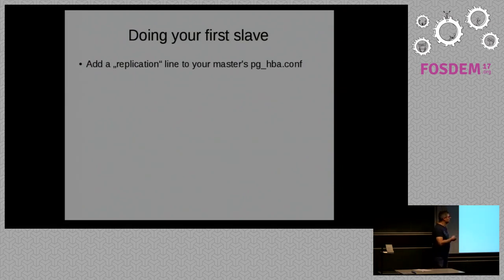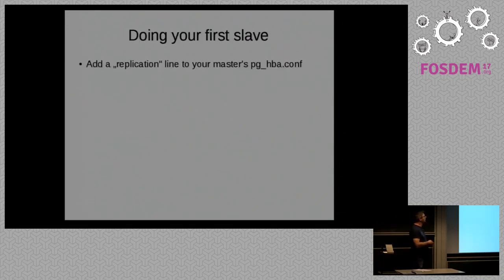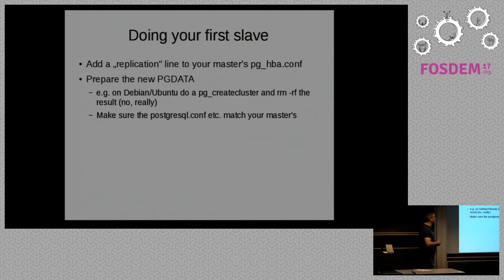You have to do something in the pg_hba.conf to allow for replication, but you probably did that already when you configured Barman or your WAL archive, because many of them use replication now as well. You prepare the new PGDATA. Assuming that you're running Debian or Ubuntu, you will probably call the wrapper script and just have it create a new instance, and then go there and delete it. Stop it first, maybe. Really do rm -rf in your new /var/lib/postgresql/9.6/main, whatever. You don't need that. Scratch it.